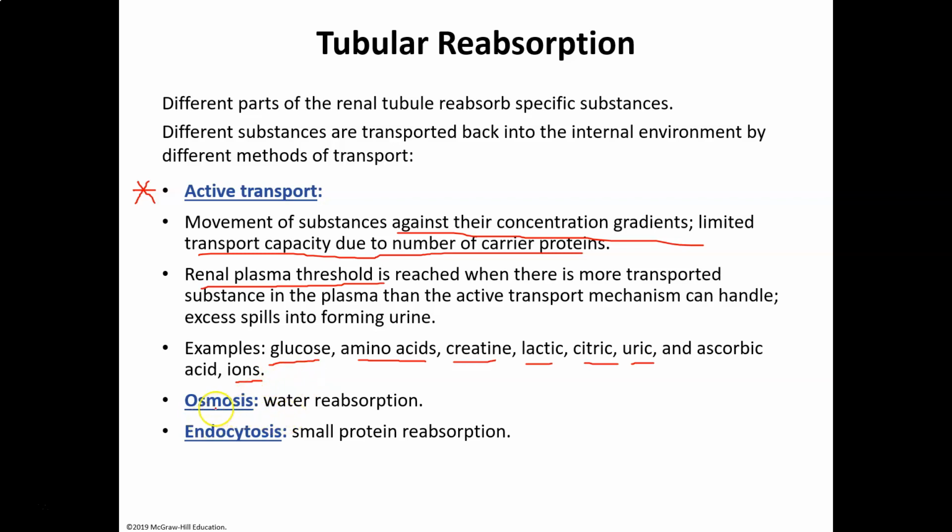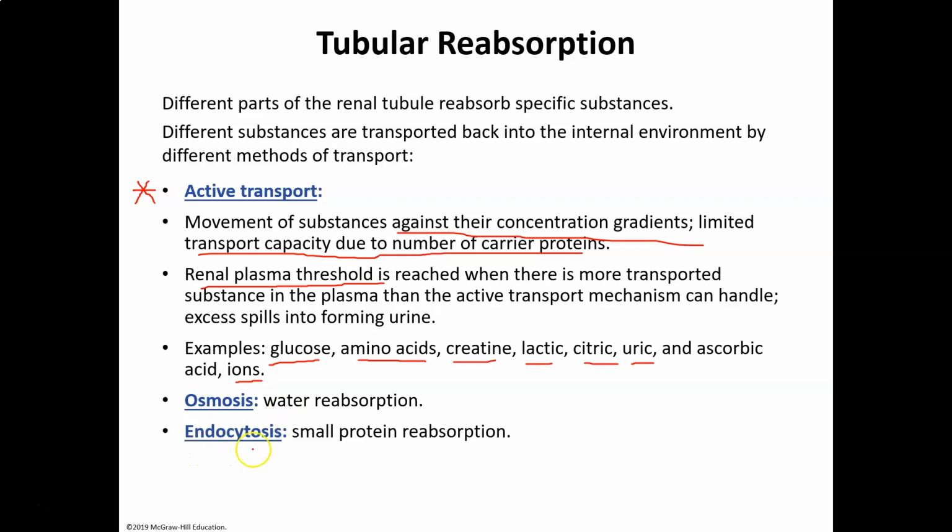Osmosis, that just means water. Remember, the movement of water is osmosis by definition. Well, a lot of water ends up in the glomerular filtrate. You want it back. You don't want to give up that water. So by the process of osmosis, it has to be brought back into the capillaries.